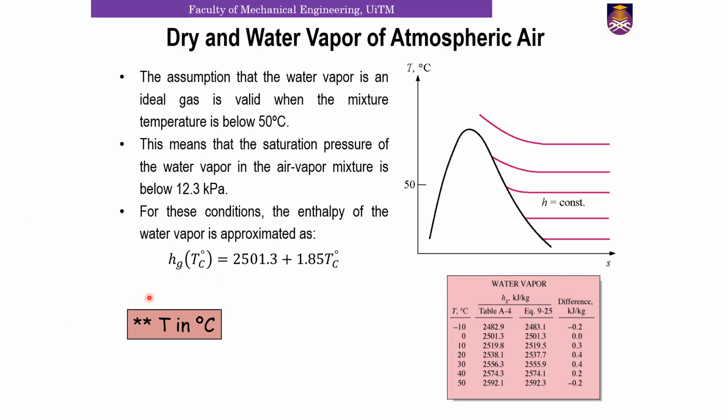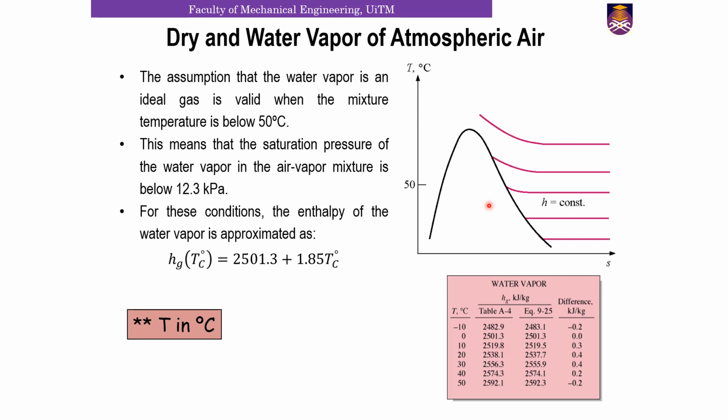So this can also be observed from the TS diagram. So we are given a TS diagram here, right? Where you can see the constant enthalpy lines. These constant enthalpy lines coincide with constant temperature lines at temperatures below 50 degrees Celsius. So at any temperature below 50 degrees Celsius, H is considered to be constant. Therefore, the enthalpy of water vapor in air can be taken to be equal to the enthalpy of saturated vapor at the same temperature, right?